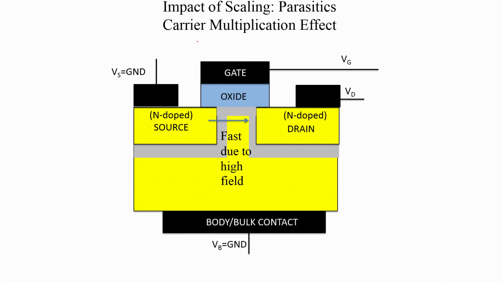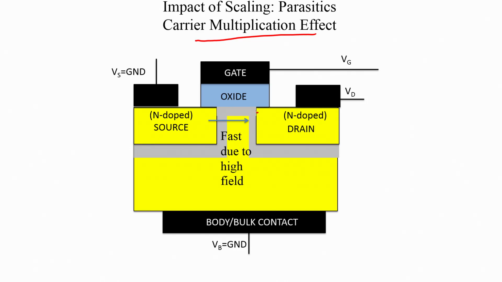So, now what impact does scaling have? Let us look at some parasitics, the carrier multiplication effect. This is a very interesting phenomenon, where there is a possibility for positive feedback, which can actually destroy your device.